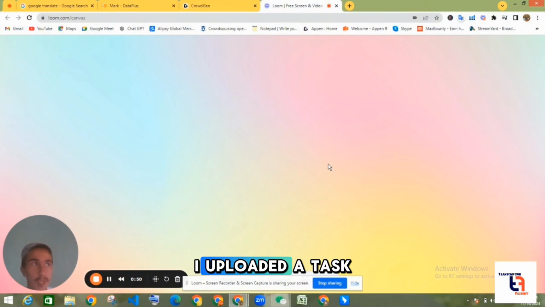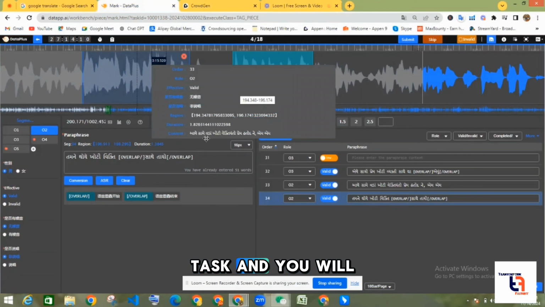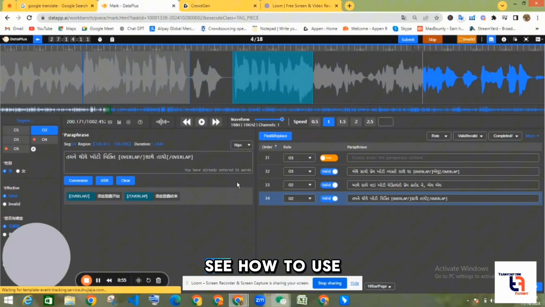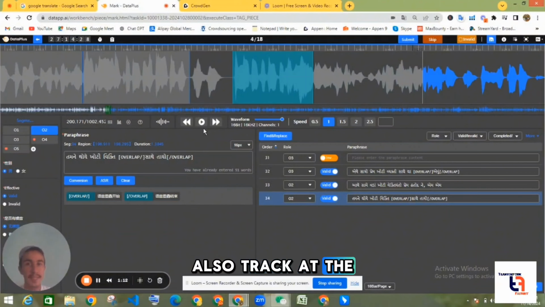So I have loaded a task in DataPlus. So here is the task, and you will see how to use the overlay tag. I will explain what overlapping is. Overlapping means when a person is talking about something and a second person also talks at the same time, and their words overlap. I mean the speaking of the main person is affected by the speaking of the other person.